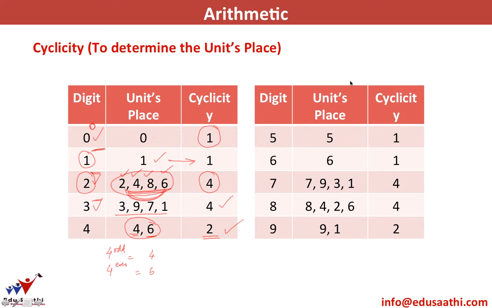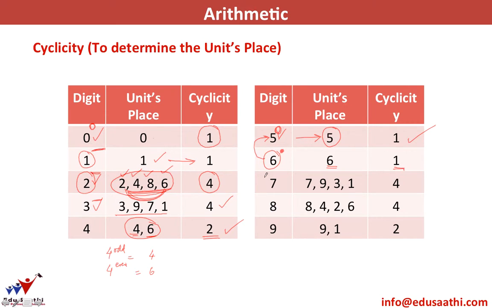Similarly, if I look at other unit digits like 5, 5 raised to power anything will always end up in 5, whether the power is even or odd. I'll only look at the unit digit. The unit digit is 5. It will always end up in 5, giving a cyclicity of 1. If you have 6, similar to the rule of 5, 6 raised to power anything would end up in 6, giving rise to a cyclicity of 1.